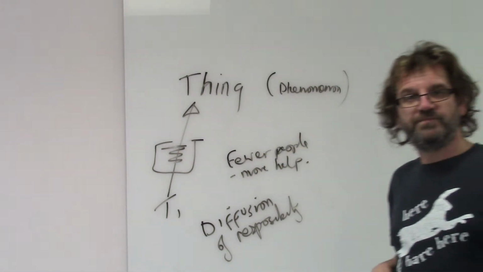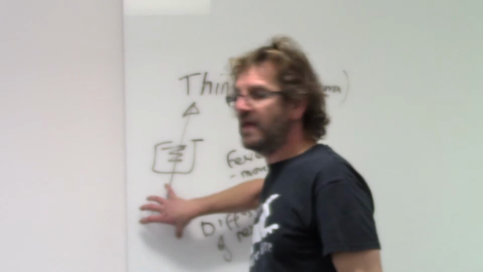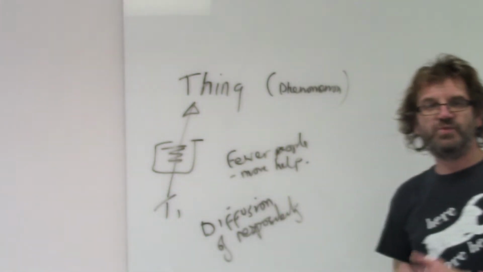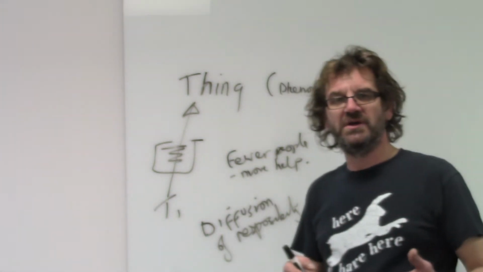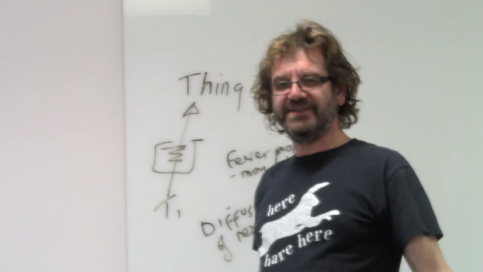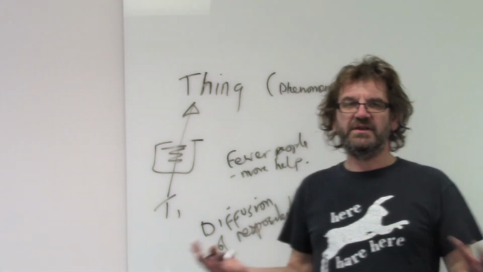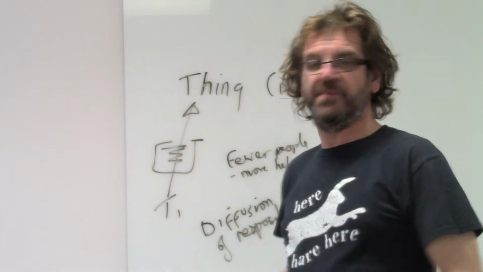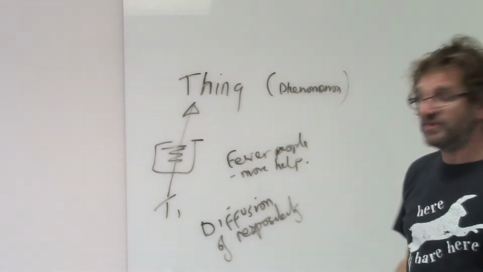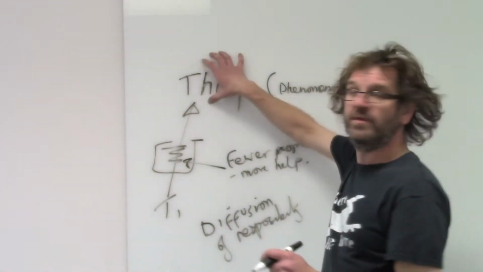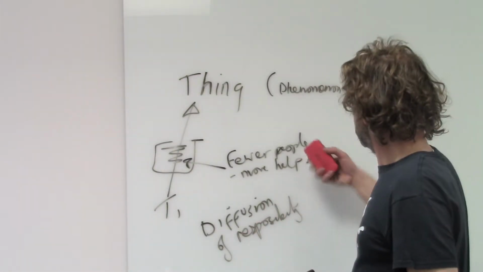That's a prediction. So if this theory was correct, then we could do an experiment in which we varied the number of people around, put somebody at risk in some way, and then see if people are more likely to help when there are fewer of them. And indeed this prediction bears out. So this is evidence for the thing, bystander apathy. So this is kind of what we're trying to do.